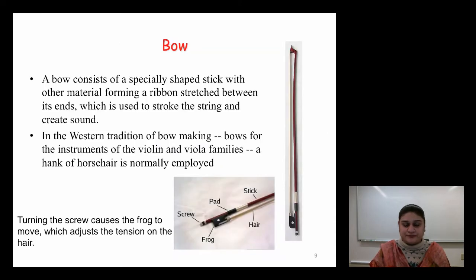So what is a bow? A bow consists of a specifically shaped stick with other material forming a ribbon stretched between its ends, which is used to strike the string and create sound. In the Western tradition of bow making, for bows for instruments of the violin and viola family, a hank of horsehair is normally employed. These days, usually it is plastic.